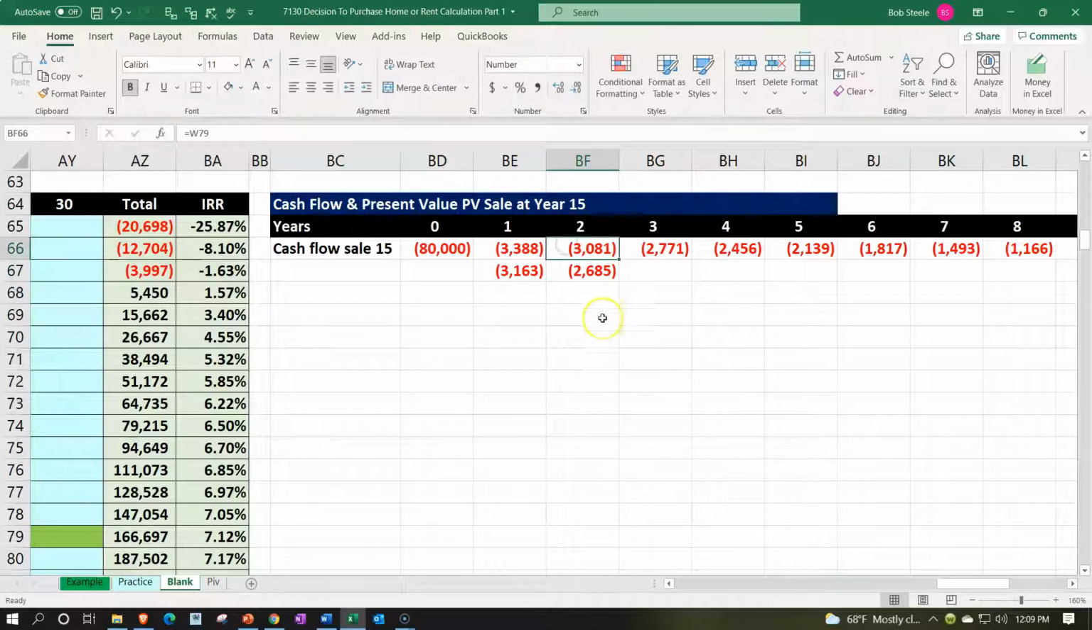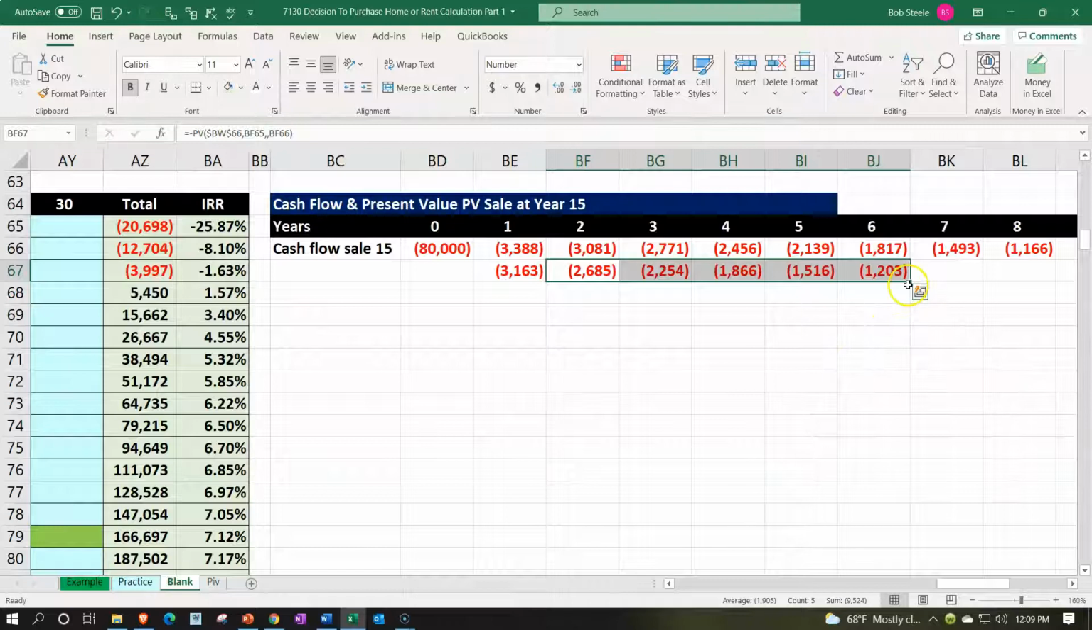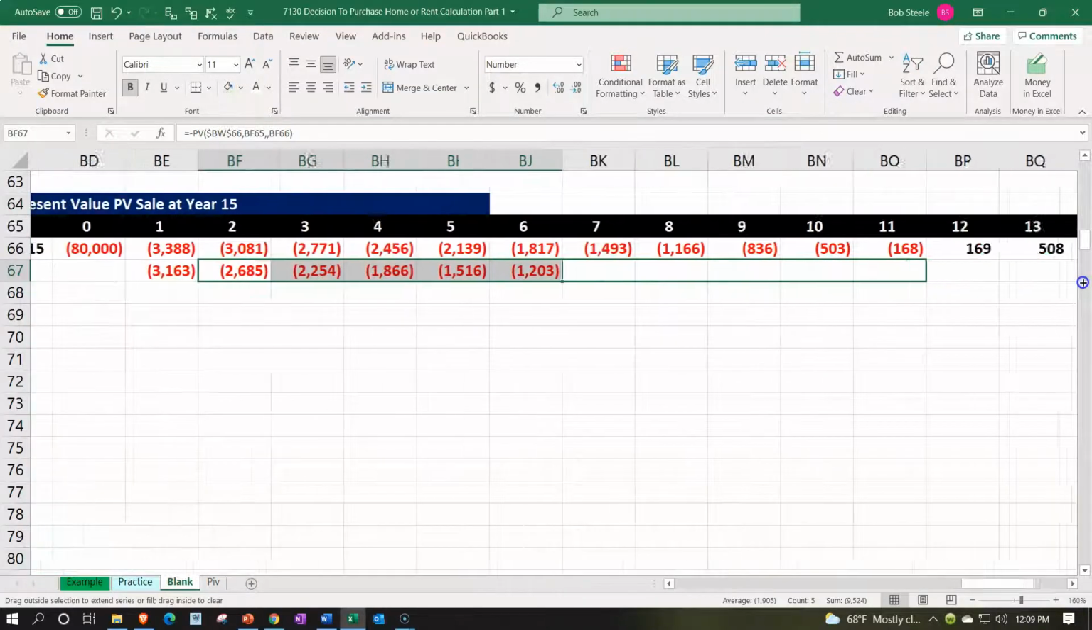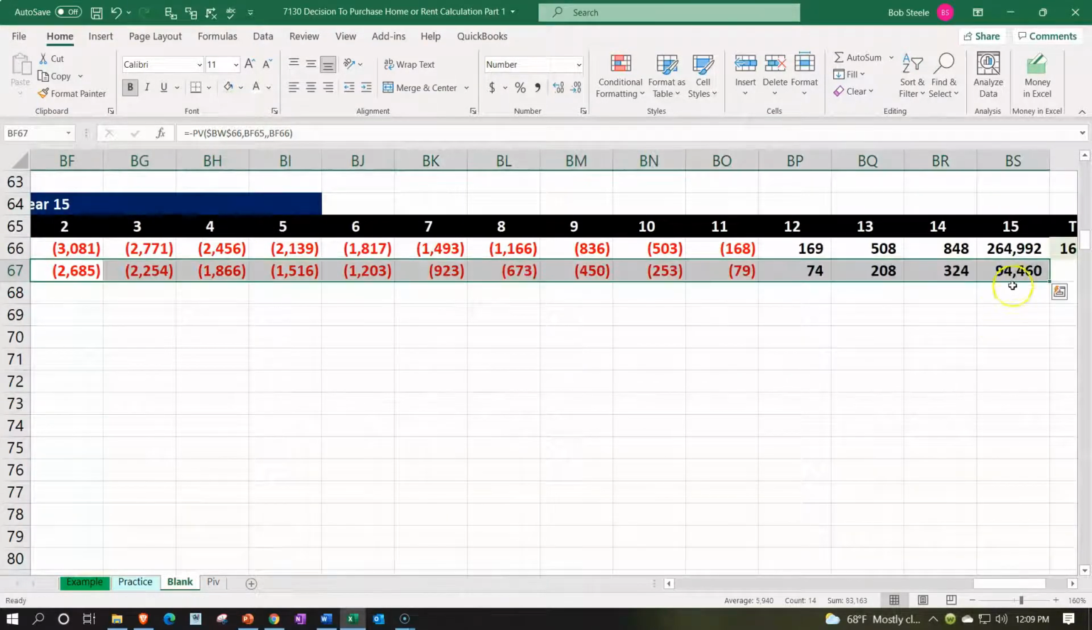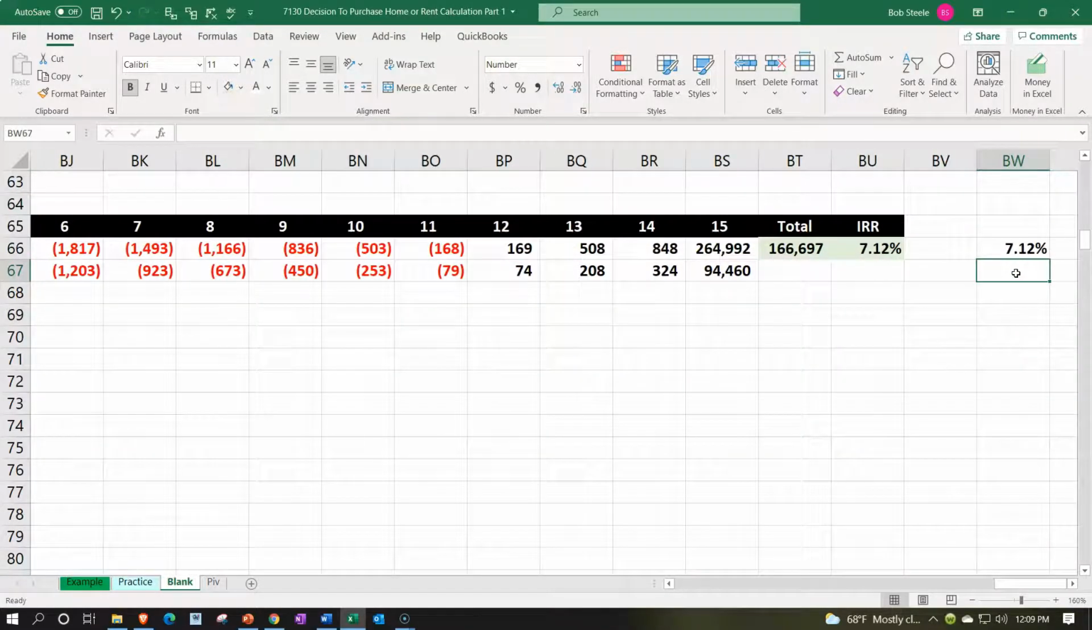So that 3,082 discounted back at that 7-something rate for 2 years is worth, in current year dollars, $2,685. So you can see what we're doing. We're taking these flows and we're discounting them back to the current year dollars. So there we have it. If we discount them all back in current year dollars, assuming a discount rate of 7.12, that 7.12 could include the rate of return we want for our return on the investment as well. So there we have it.